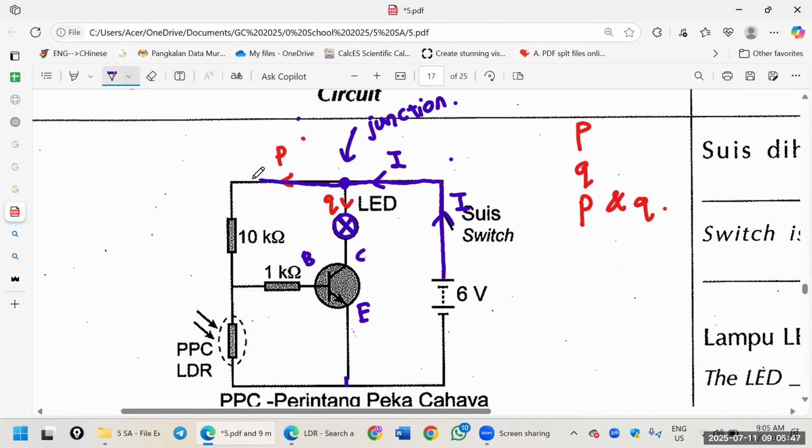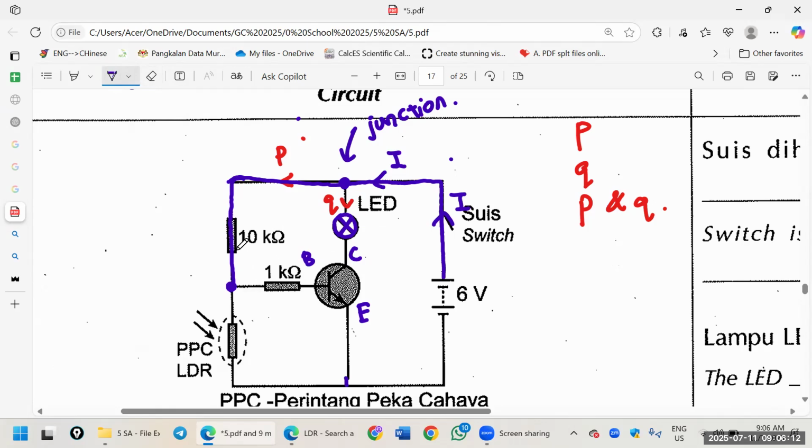Now go to P only, because Q means you will have IC already. So just now what we said, if you want to have IC, you must have IB first. No IC now. So it will continue and go to another junction.